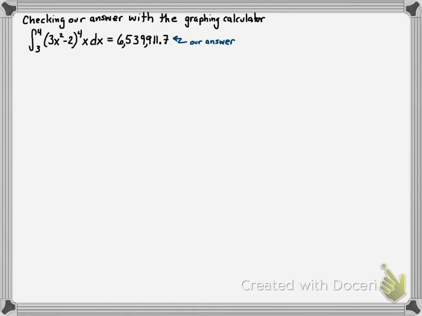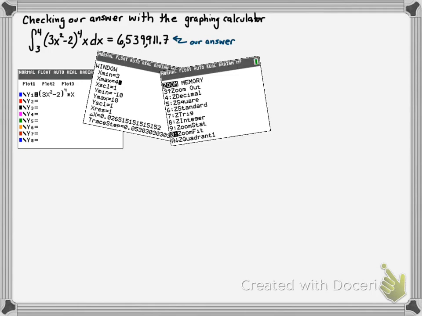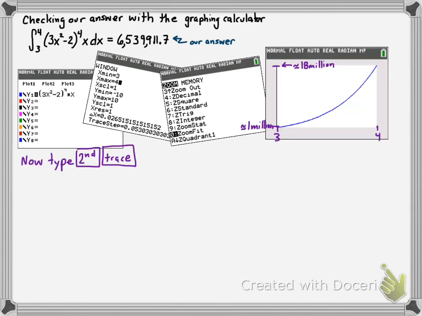To check our answer with our TI-84 graphing calculators, you can graph the function using the y equals. Some things that I would want to do: I know that I care about x values from 3 to 4, so I might make those my x minimum and x maximum. And then to get a nice picture, I would use Zoom Fit. That's going to give me this graph.